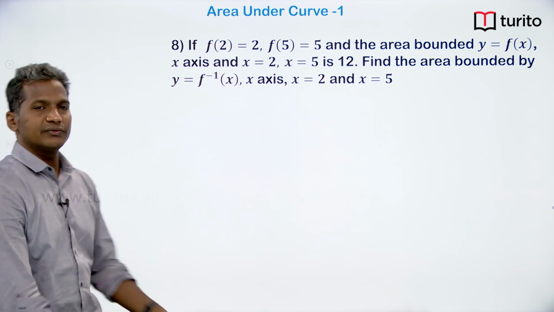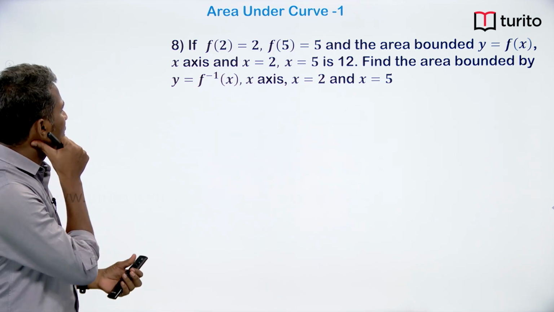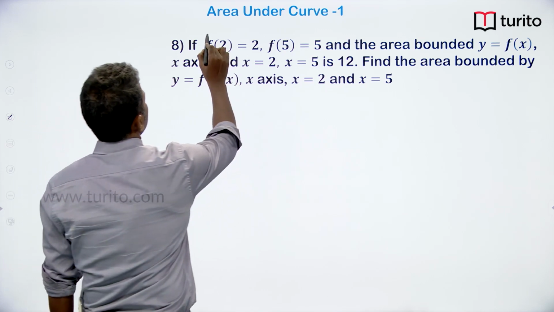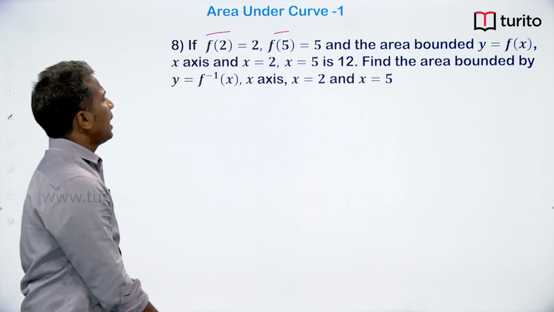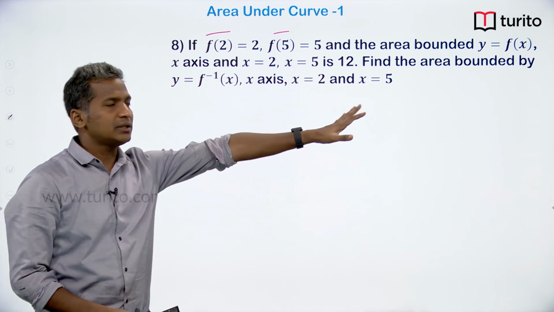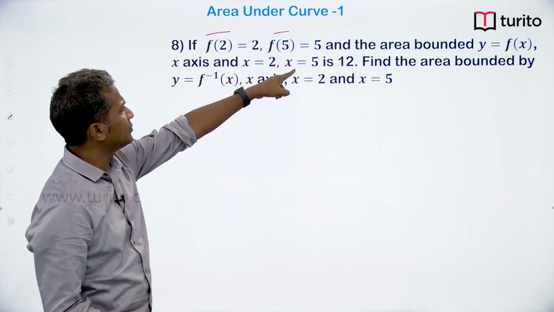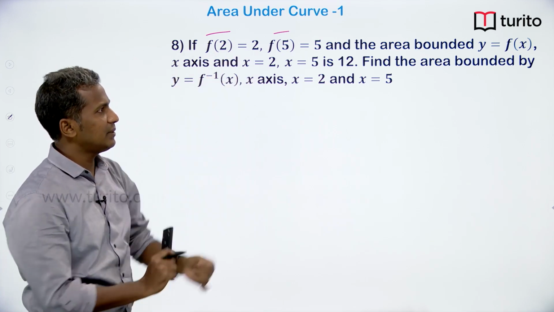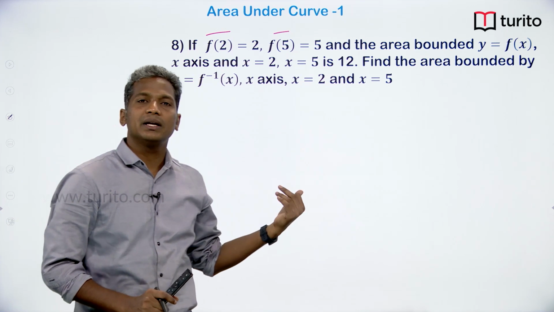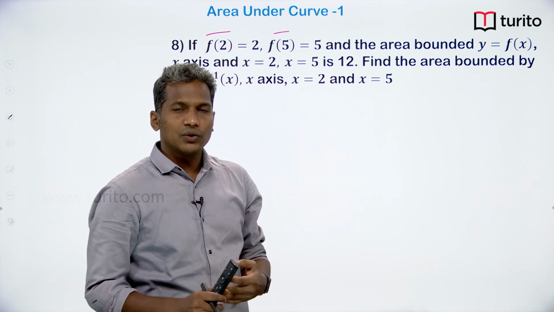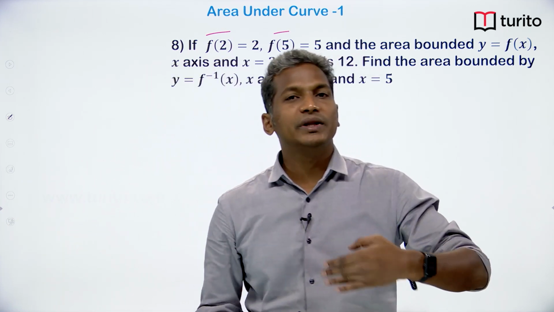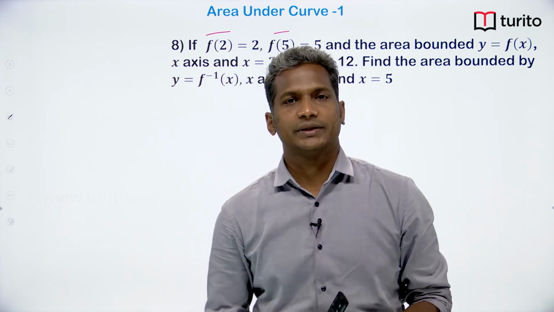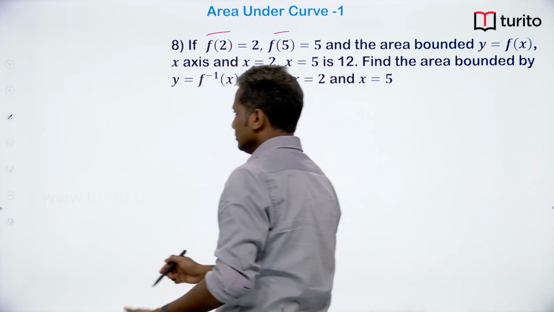Okay, so next question. Here there is a function given y equal to f of x, which has these conditions, and the area bounded by that function between x equal to 2 and x equal to 5 ordinates and bounded with x axis is given as 12. Find the area bounded by f inverse of x. So we are looking for the area formed with x axis by f of x and also by f inverse of x. So how do we do it?